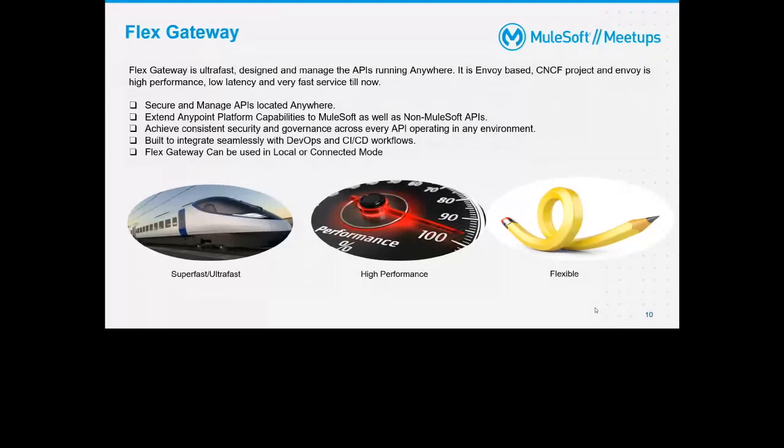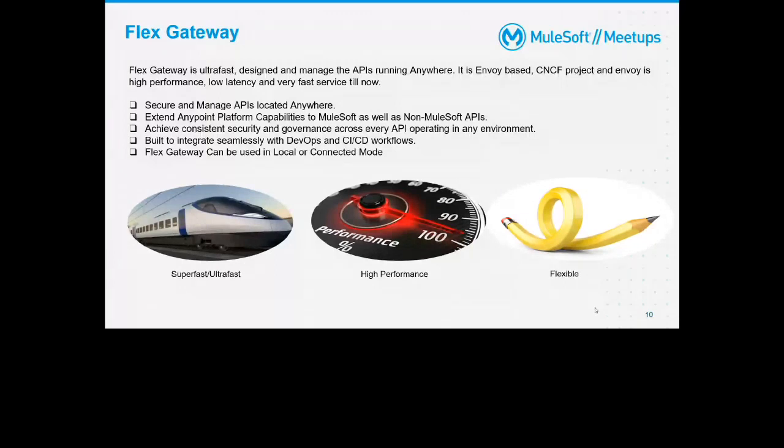It doesn't matter. Your API can be located on the cloud, it can be located on premises, it can be located anywhere, on Runtime Fabric, or on your bare metal server or on your virtual machine. That's why it is known as Flex Gateway. So you can secure and manage APIs located anywhere. You can extend your Anypoint Platform capabilities to MuleSoft as well as non-MuleSoft APIs. You can achieve consistent security and governance across every API operating in any environment. So you can easily implement API governance, API policies, API security, anything using this Flex Gateway.